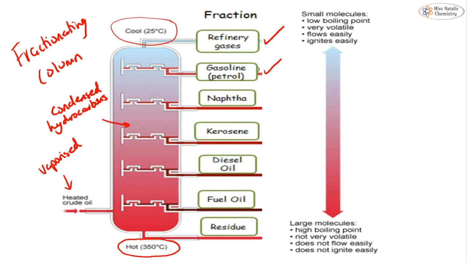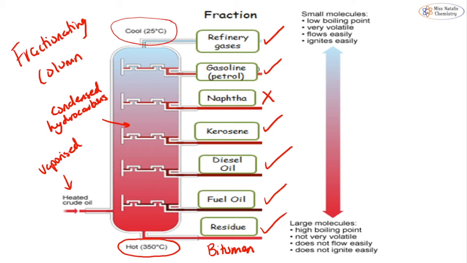Now naphtha is another fraction but is not part of the IGCSE, so you're not required to know that one. Then we have kerosene, diesel oil, fuel oil, and residue, or sometimes known as bitumen. So we can have 2 different names for that last one. And what we see is this trend.